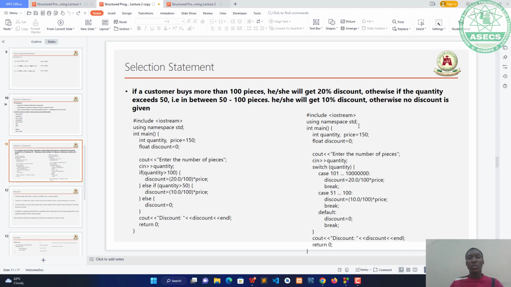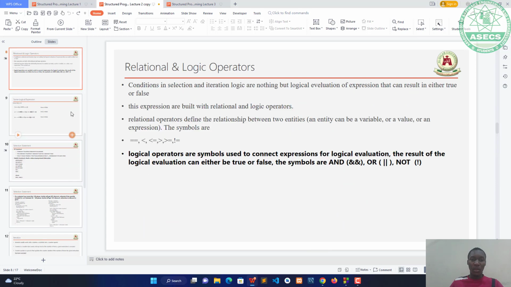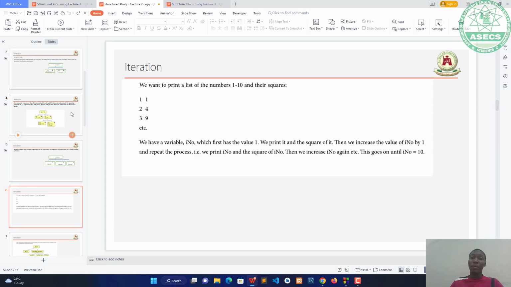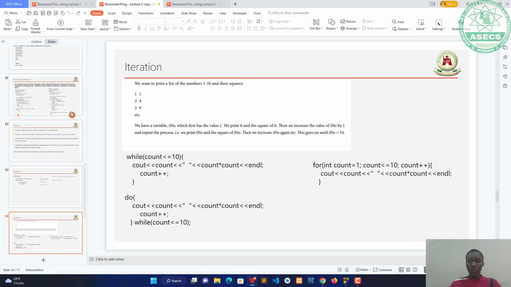If your customer buys more than 100 pieces, he or she will get 20% discount. Otherwise, if the quantity exceeds 50, in between 50 and 200 pieces, he or she will get 10% discount. Otherwise, no discount is given. If you could recall, kaman program nan na baya ne aka yi, na kenan ma. Wannan kamar shi ne aka yi implementing na shi using C++. So I guess we should try that, right?